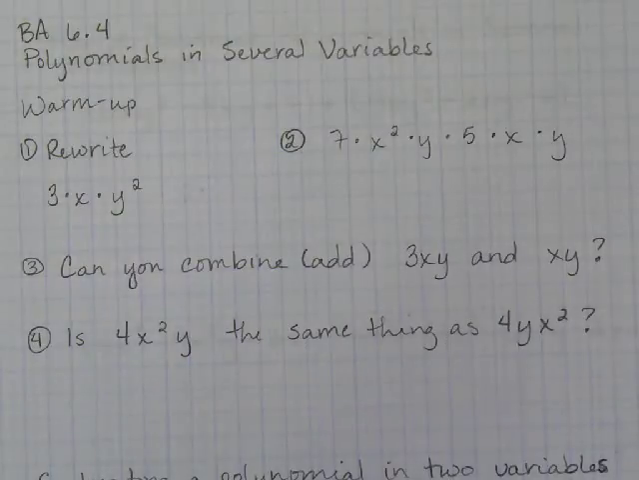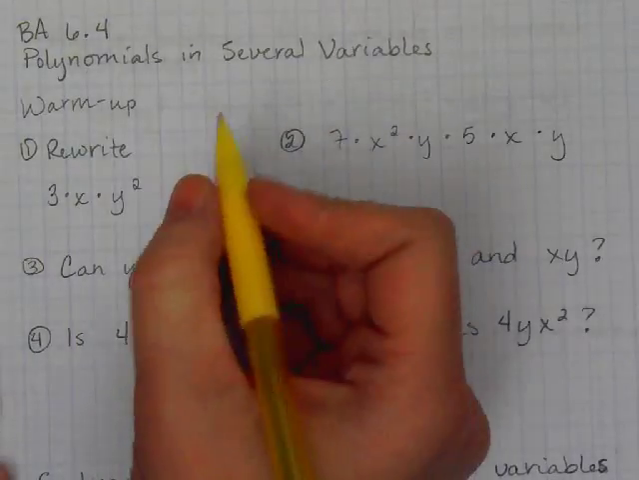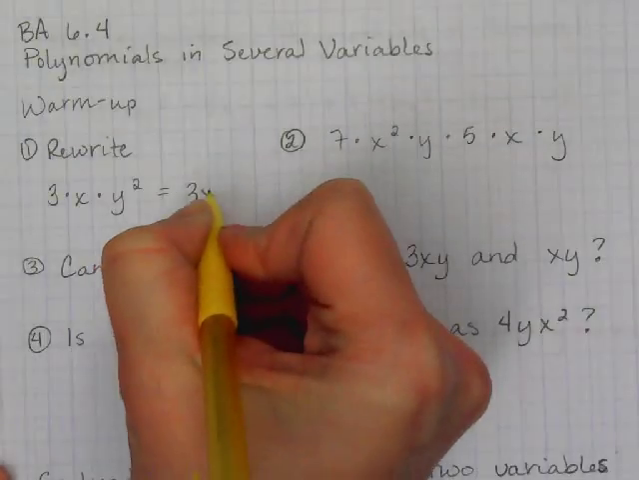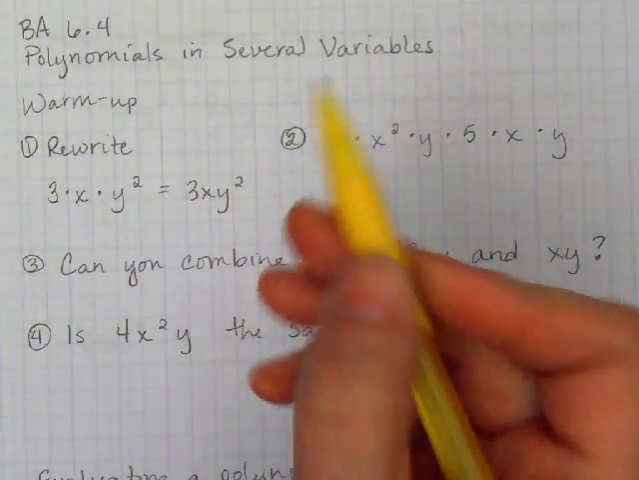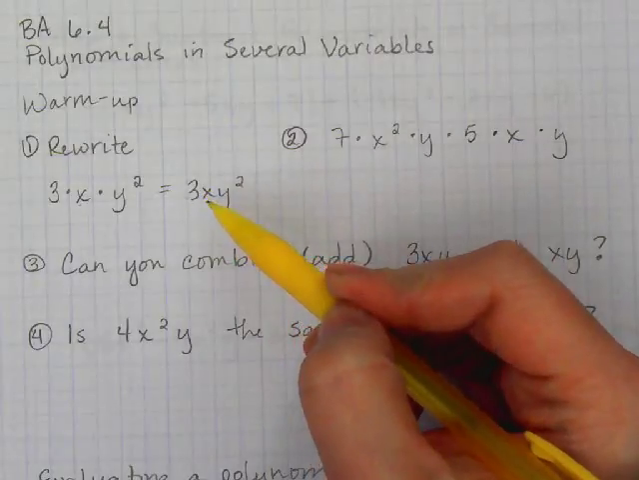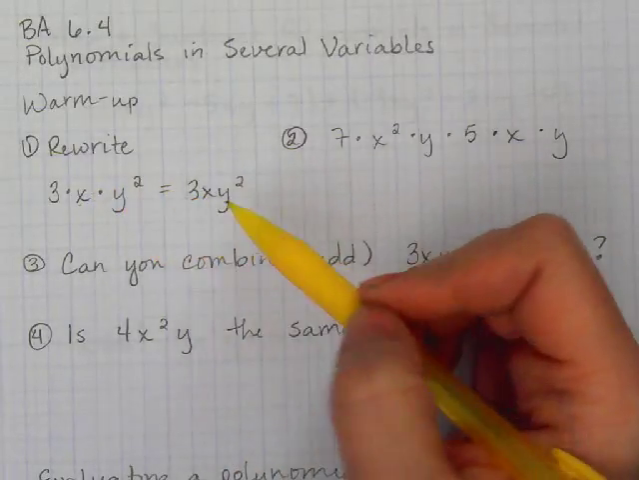Okay, so if I have 3 times x times y squared, are those little times dots actually necessary? Is 3x the same thing as 3 times x? Yeah, that's the same thing. So this is really just 3xy squared. So what I want you to understand with this one is not only when we have it 3xy squared, it's just 3 times x times y squared.